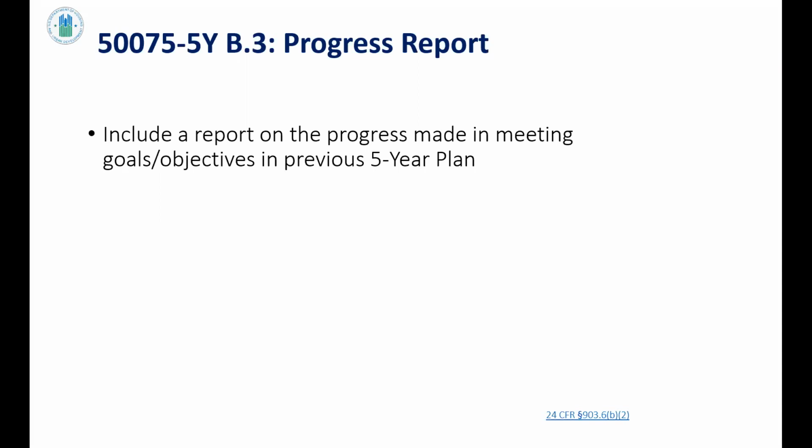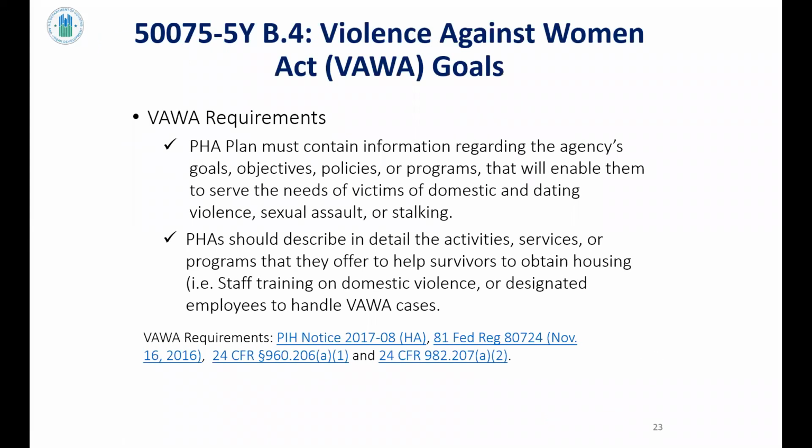So the progress report is an opportunity for an agency to reflect on the past 5 years and reassess. Did the agency meet its goals? If so, what successes or best practices can be incorporated into the 5-year plan? And if the agency did not meet its goals, what can the agency do differently in the next 5-year plan cycle, PHA plan cycle?